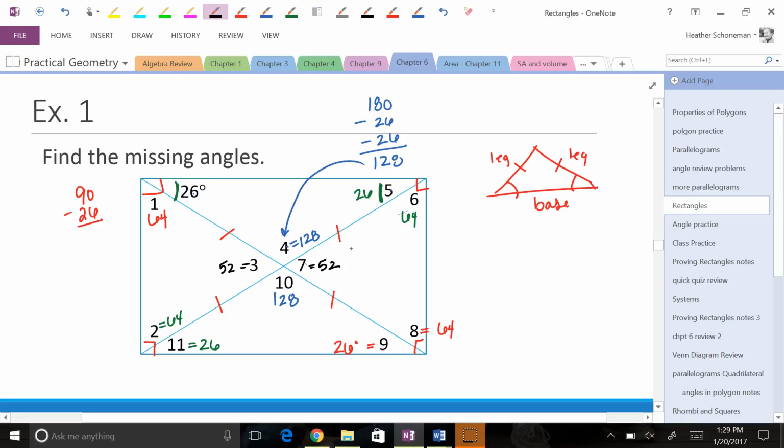Okay, I want you to pause the video at this point, and I want you to try and do example 2 on your own. Even if you can't get all the angles, take a moment and see if you can figure any of them out and start to go over the process.